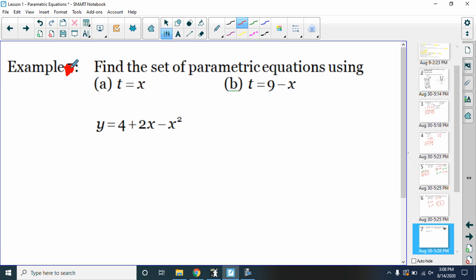Example 6 asks us to find the set of parametric equations. So this time they're giving it to us in rectangular form, and they want the parametric equations. If they're going to do that, they need to give you some relationship. So we're going to do this twice. The first time, they want us to make t equal to x. So our first equation is given to us here. X is equal to t.